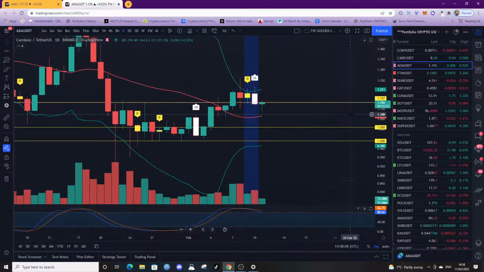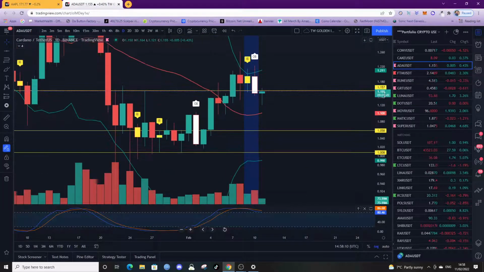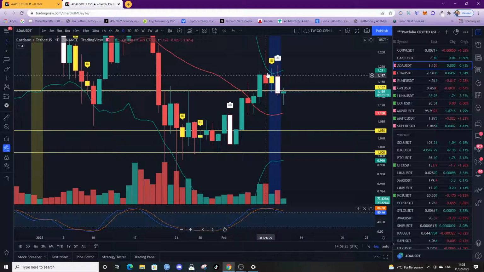Okay, so we're taking it. We had the stop loss down here, below this hammer. It would have been a good place to put it. Now, what's happened here? We've got another inside bar.